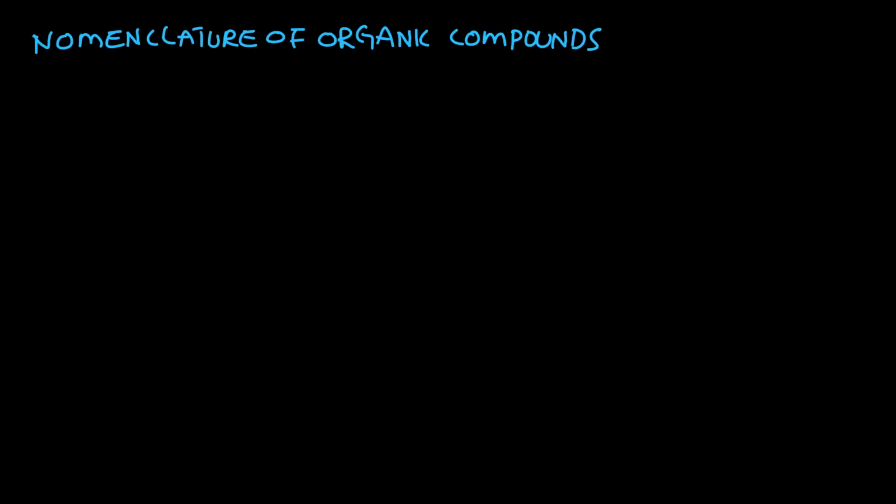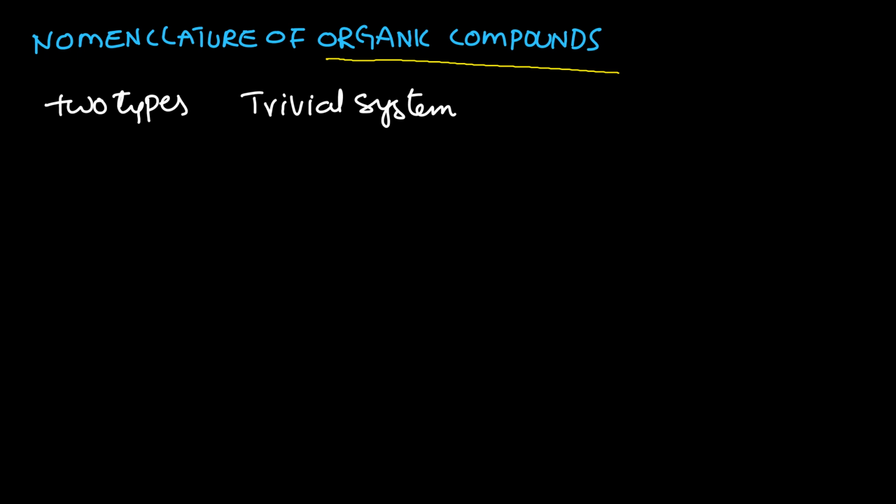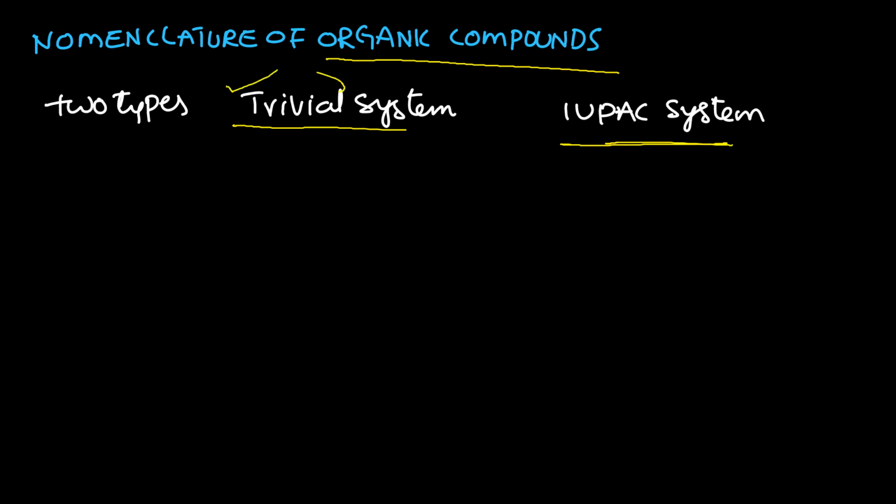So coming to the next one, nomenclature of organic compounds. The organic compounds are given 2 types of nomenclature. The first one is the trivial system, and the next one is the IUPAC system. In this class we are going to discuss only the trivial system. The IUPAC system will be discussed in the next video.